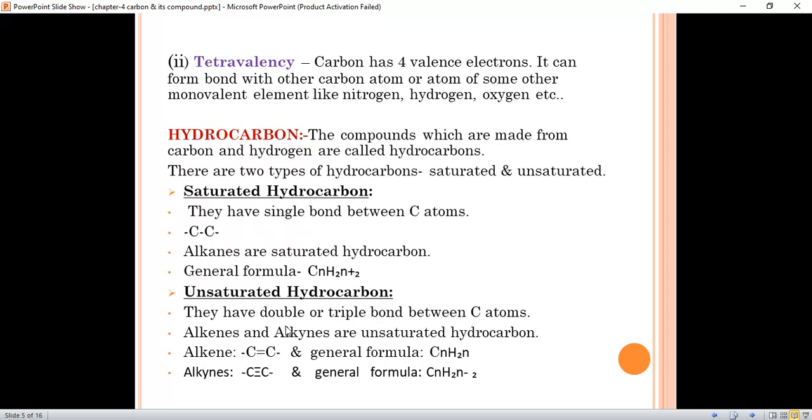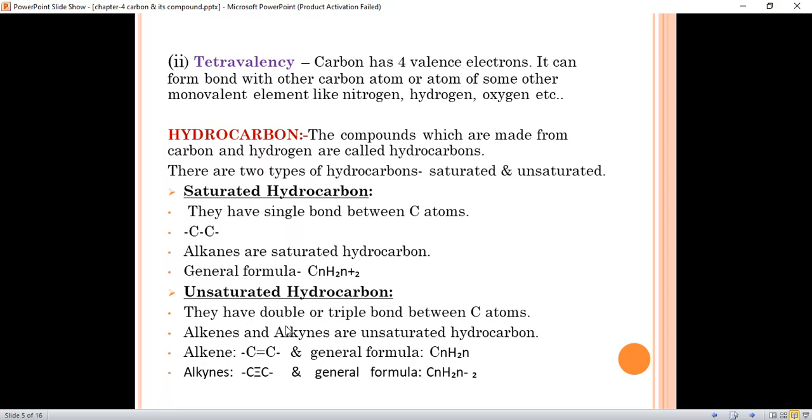Next one is hydrocarbons. What are hydrocarbons? They are made from carbon and hydrogen. 2 types of hydrocarbons we have read, saturated and unsaturated hydrocarbons. Saturated hydrocarbons contain single bonds and the general formula is CnH2n+2. They are less reactive and alkanes are the example of saturated hydrocarbons.